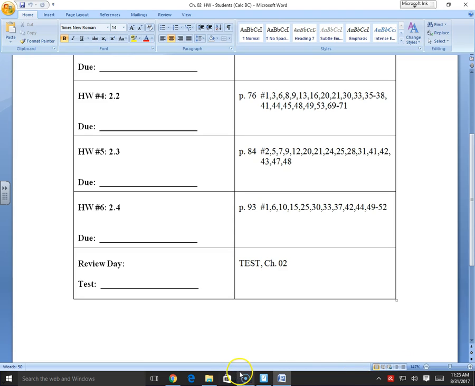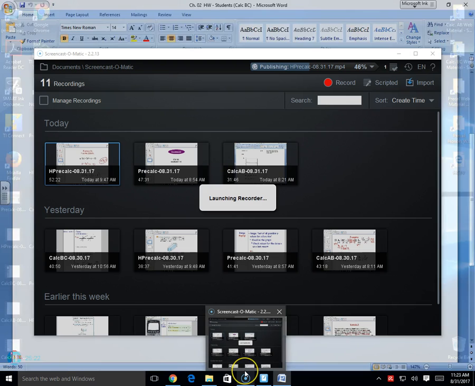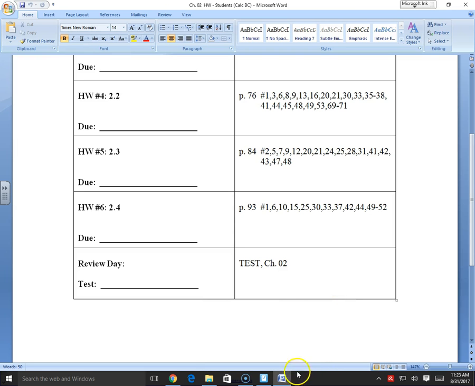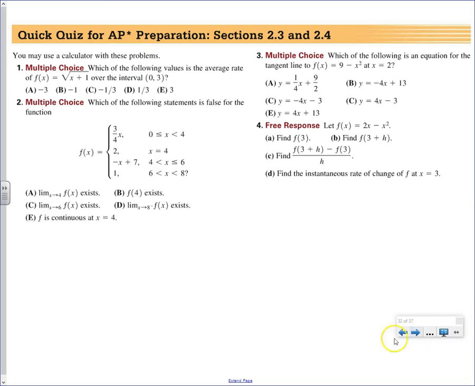Alright, since we have a test, in the back of your spiral workspace, I want you to write down 2.3 and 2.4 multiple choice practice. The title: 2.3, 2.4 multiple choice practice. On your marks. Get set. Can we have a calculator? Go. Oh, we may use a calculator with these problems.